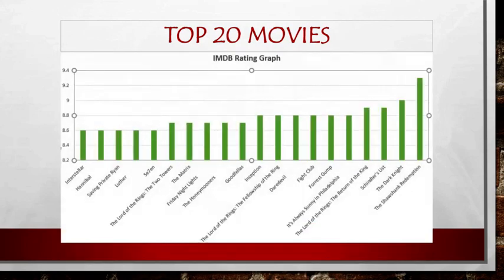After putting IMDb rating as a filter, we got our top 20 movies. We can see that The Shawshank Redemption has a 9.3 rating, and the other 5 movies fall under the same rating of 8.6, including Interstellar.